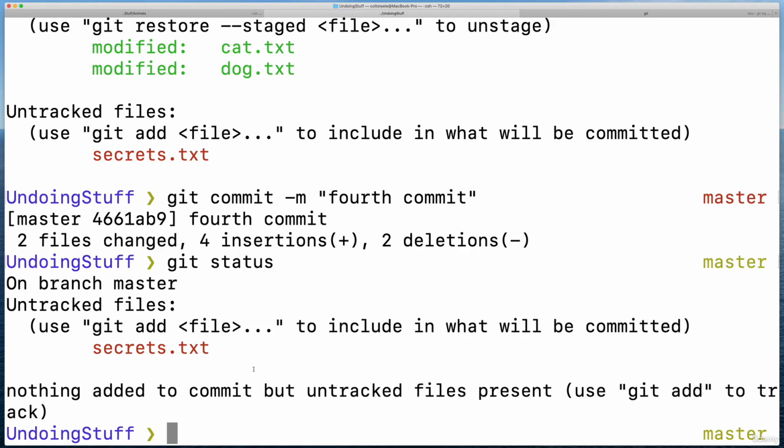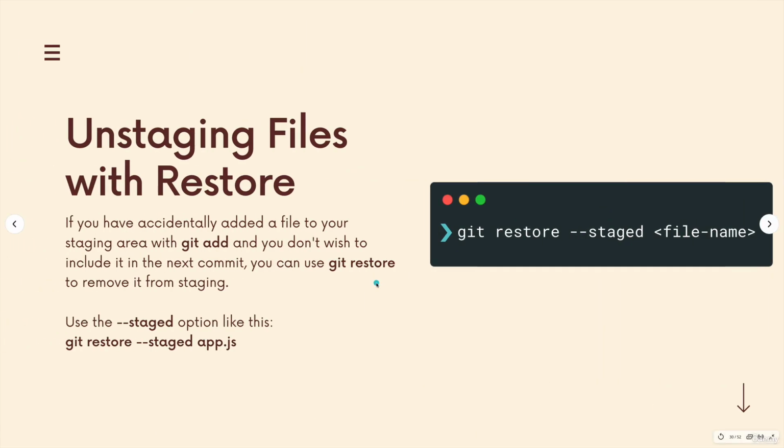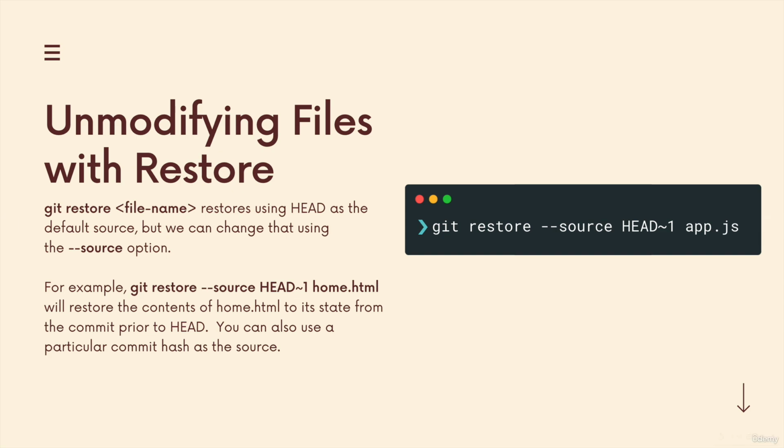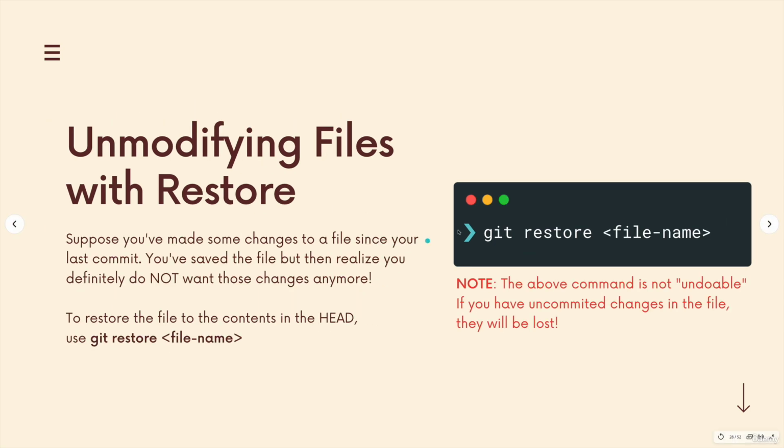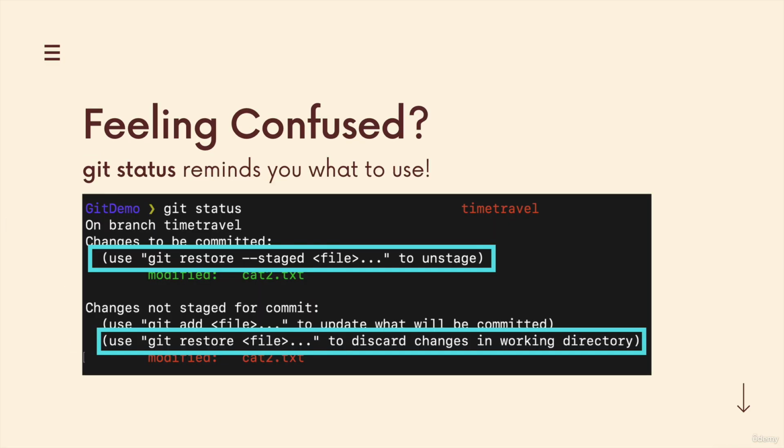to ignore it. So that's kind of confusing, right? The two purposes for git restore. One is to unmodify a file or files, and the other is to unstage a file or files. Fortunately, if you use git status, Git will tell you at any point. It reminds you how to do both of them.